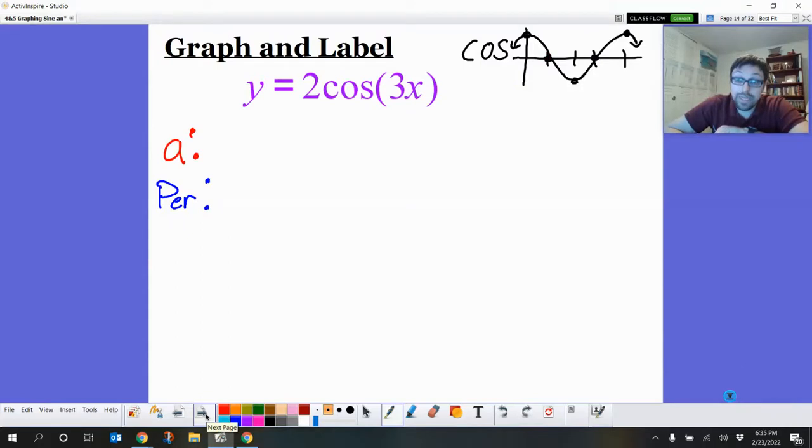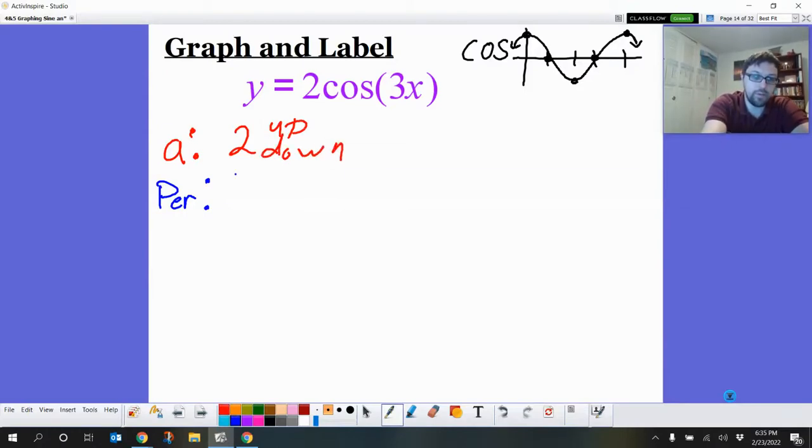In this one, we're going to need to deal with both an amplitude and a period. Well, that's no problem. We'll just deal with them. We've been dealing with them anyway. So our amplitude is 2, so that's how far up and down we'll go. Our period, well, I have to figure out what 2 pi over b is. So 2 pi over 3. So our period is just 2 pi over 3.